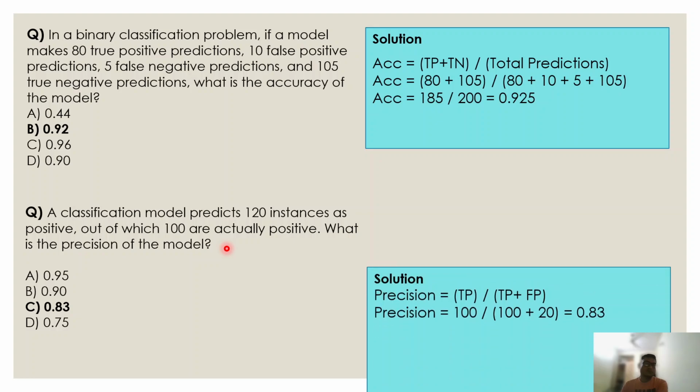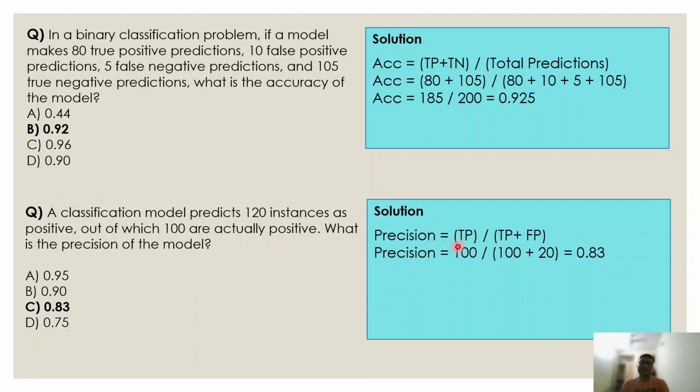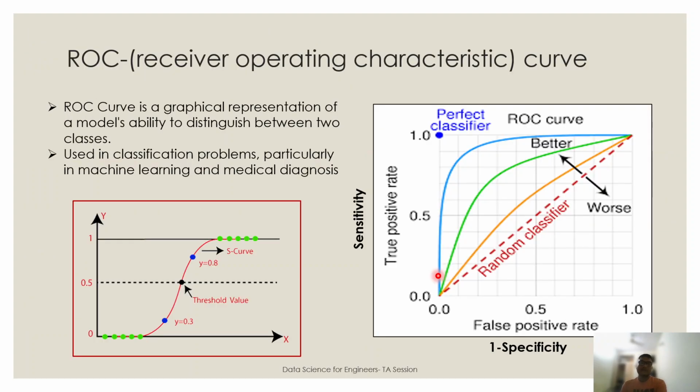The correct answer is C, most of you got it. It's very basic: precision is TP divided by TP plus FP. So 100 over 100 plus 20, since the model predicts 120 samples. That equals 0.8. That's the basic answer.